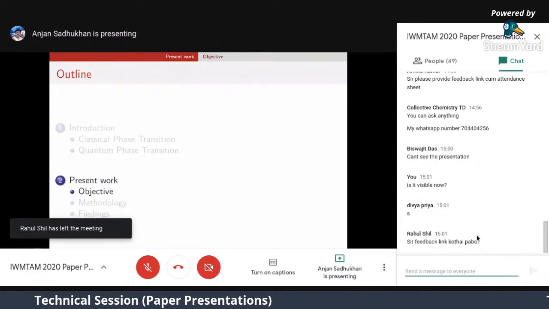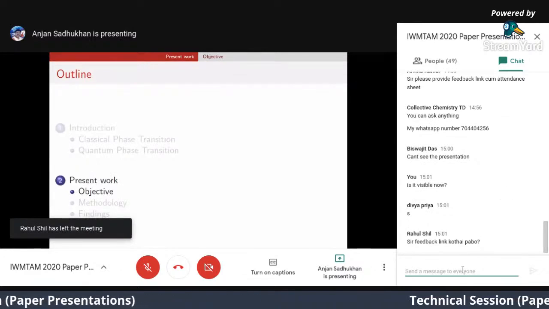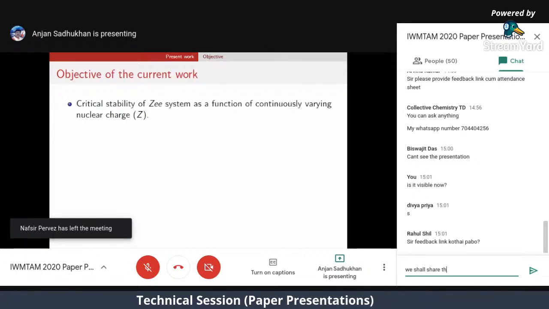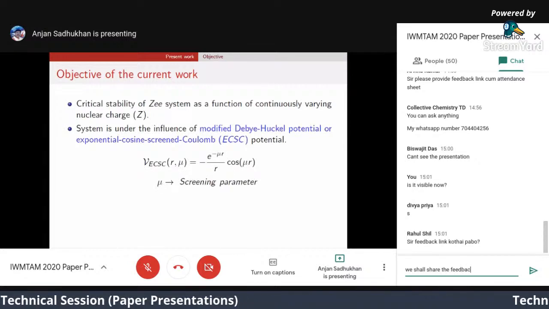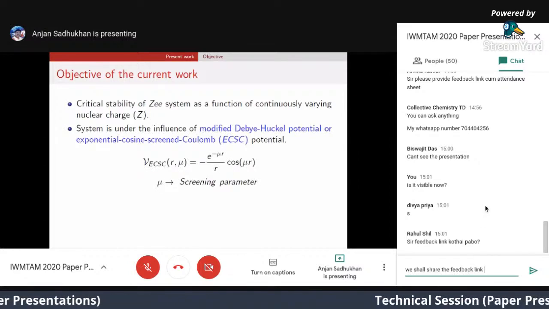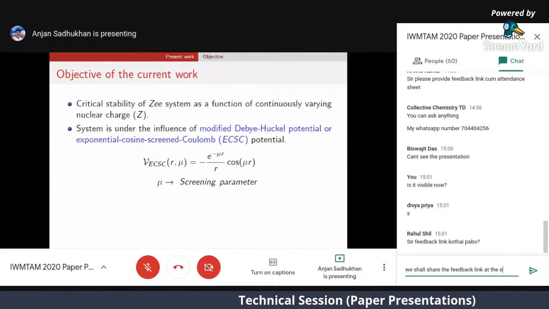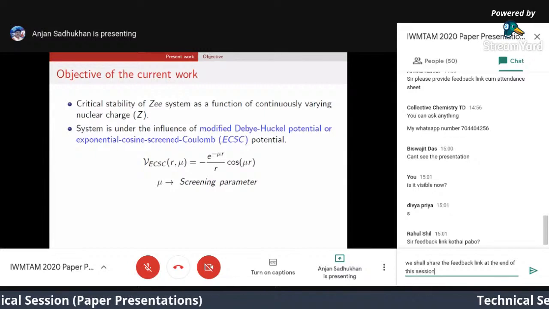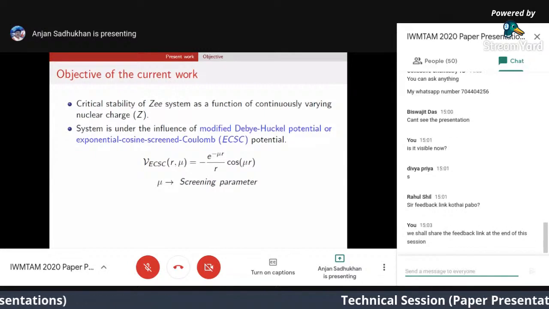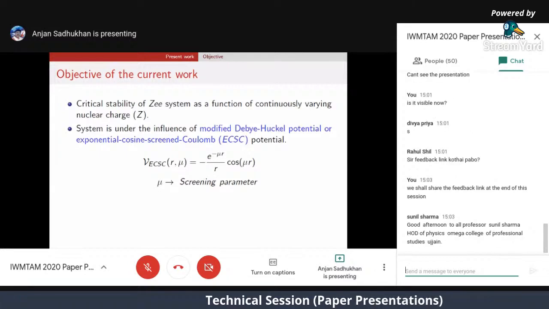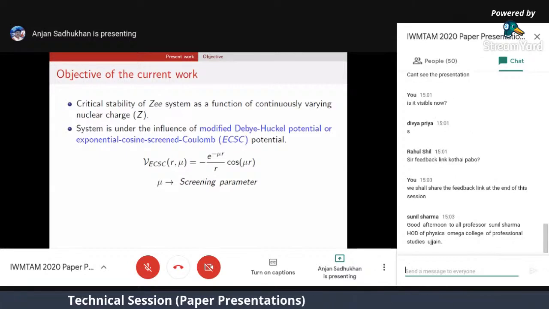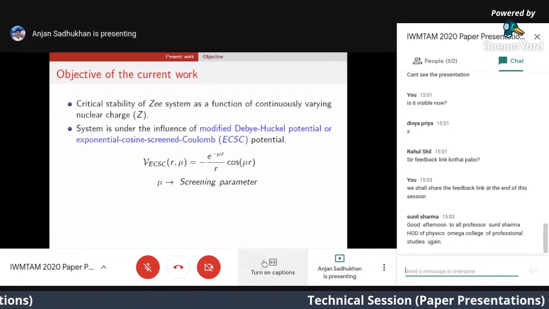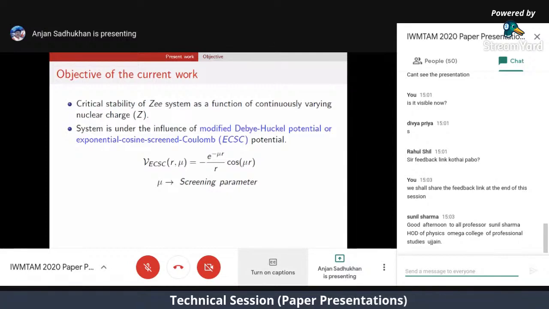So under these circumstances, we have made an approach to study the critical behavior of a ZEE system under the influence of the exponential cosine screened Coulomb potential, where mu is the screening parameter, and it also represents the strength of the screening or range of the interaction. Basically, a three-body system under ECSC interaction is a major topic of research, as it has many applications in different branches of physics like nuclear physics, solid state physics, and physics of dense plasma.